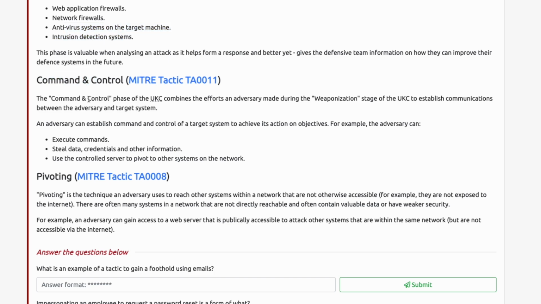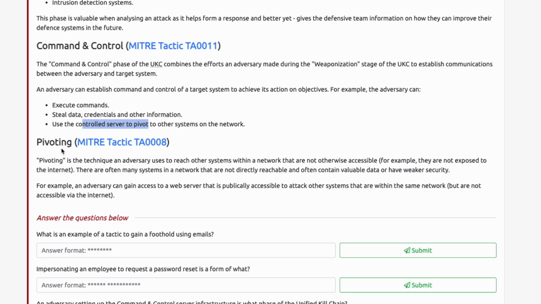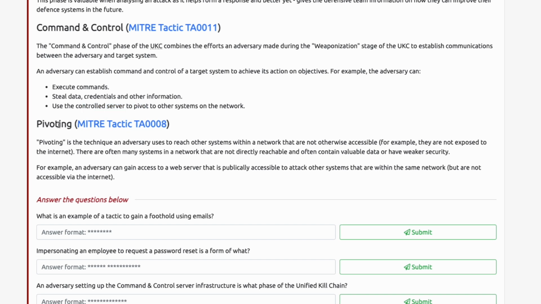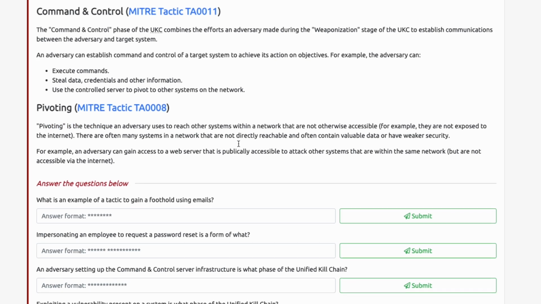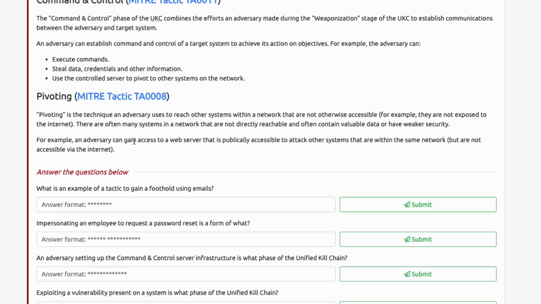Command and control is the phase of the UKC that is made available during the weaponization stage, and it allows them to come back and execute commands, steal more data, or use the control server to pivot and go to other systems in the network. Finally, this technique an adversary uses to reach other systems within a network is called pivoting.